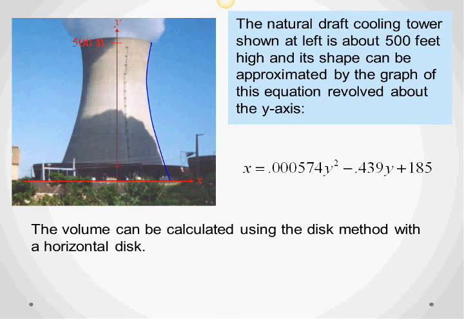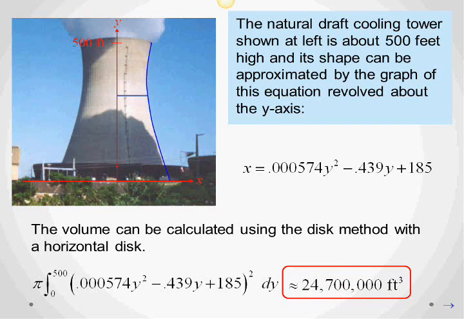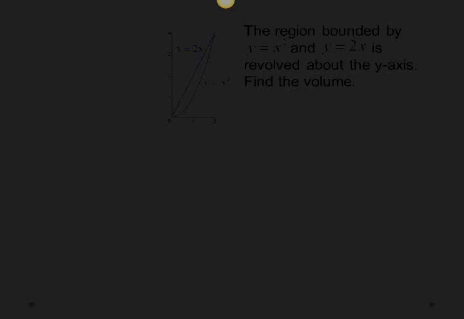The volume can be calculated using the disk method, again, because our slices of bread are going to be circles. And so I'm going to integrate from 0 to 500 because that's how tall the tower is. And the radius is the value of the function, or actually, it's not a function, but the value of x at each of those y values. And if I throw that on my calculator, we get that it is 24,700,000 cubic feet is how much it could hold.